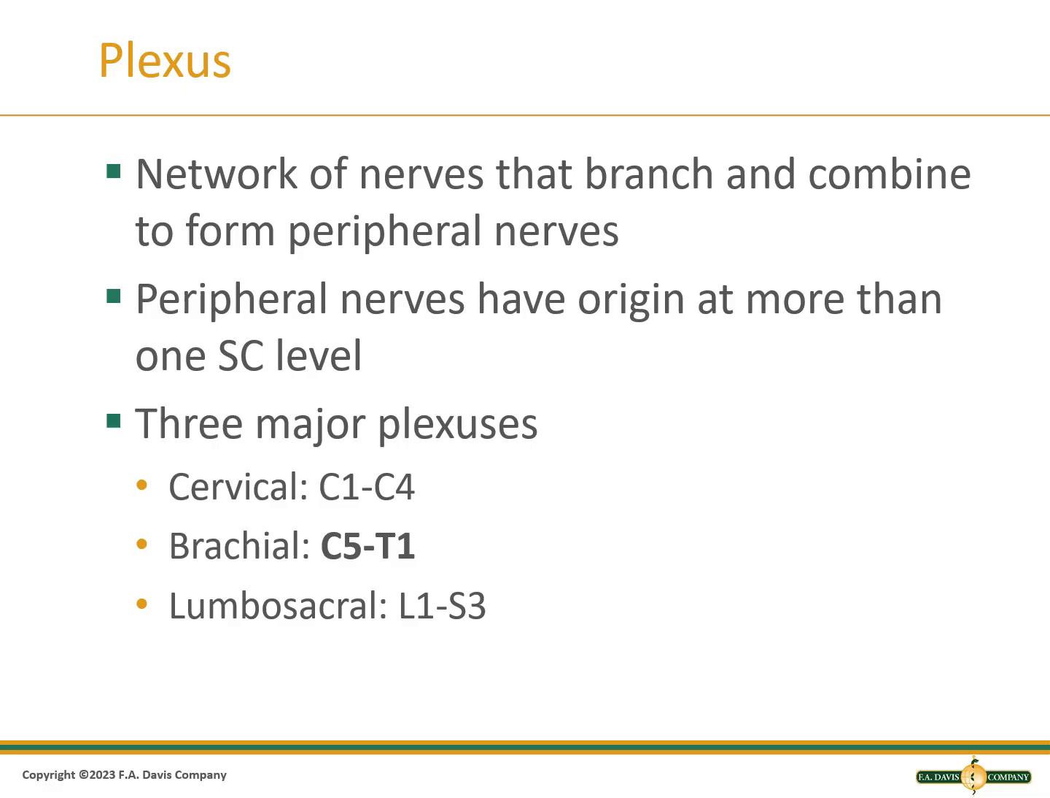There are 3 major plexuses of the body, the cervical plexus coming from spinal cord levels C1 to C4, and we're not going to touch on that one as much today. But then we also have the brachial plexus from levels C5 to T1 to supply the upper extremity, and then the lumbosacral plexus from L1 to S3 for the lower extremity.